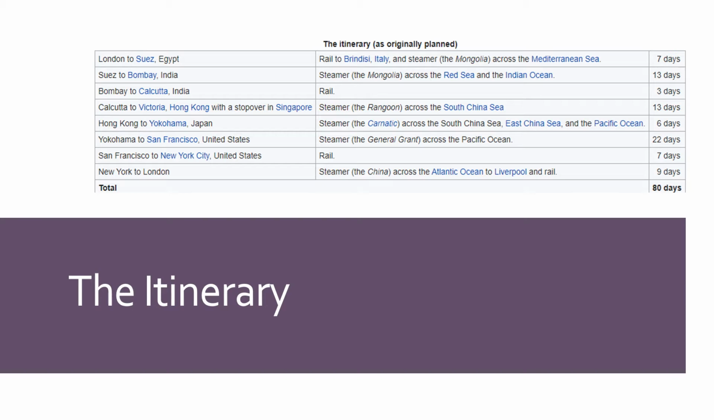From Yokohama, he travels to San Francisco, which is in United States, with the help of a steamer, which crosses the Pacific Ocean and takes exactly 22 days. From San Francisco to New York City, which is in the United States, by a railway, which takes 7 days. From New York to London, with the help of a steamer that crosses the Atlantic Ocean to Liverpool, which takes 9 days. So total of 80 days journey completed from London to London.